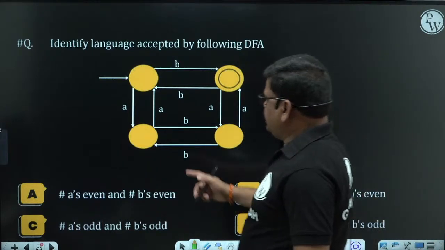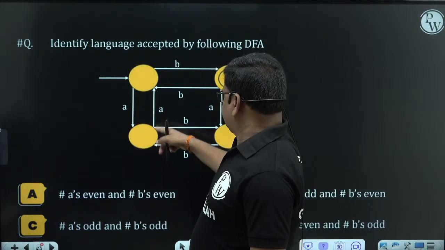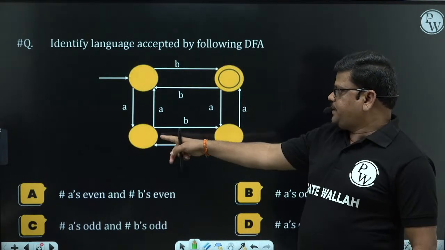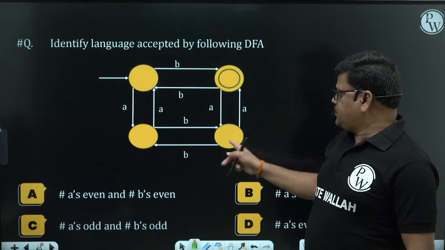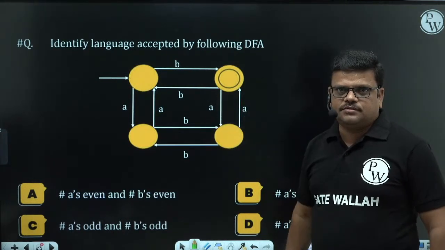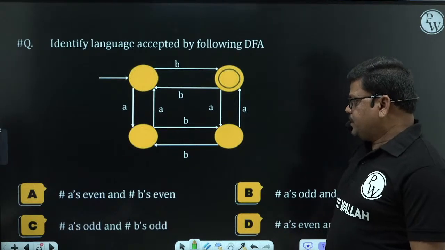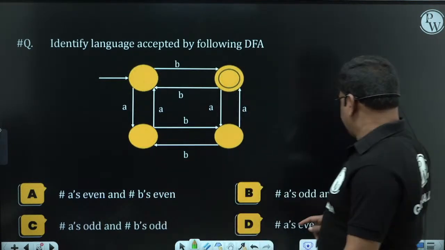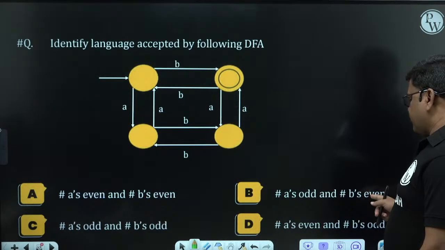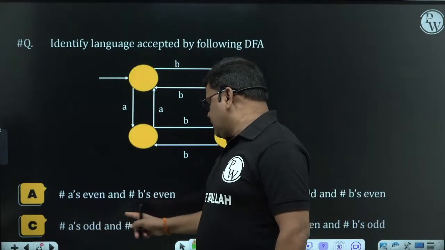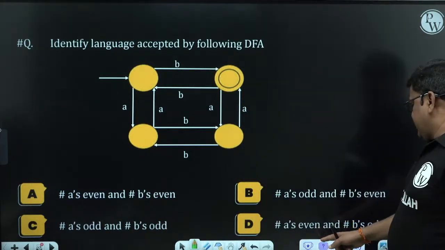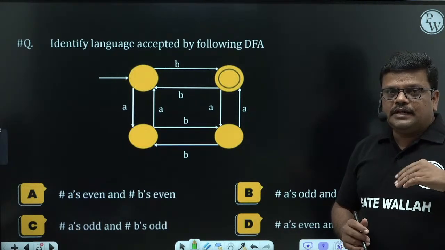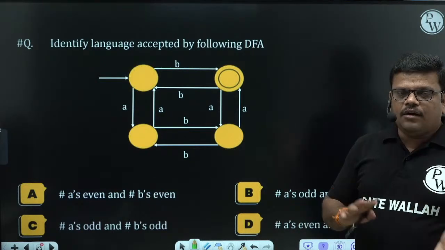Number of A's, hash meaning. This is clearly a DFA. From the state, A transition, B transition; from the state, A transition, B transition; from the state, A transition, B transition. Hash meaning is number of A's even, option A, number of A's even, number of B's even; number of A's odd, number of B's even; number of A's odd and number of B's odd; number of A's even and number of B's odd. Number of A's divisible by, that is different. Odd and even are different.